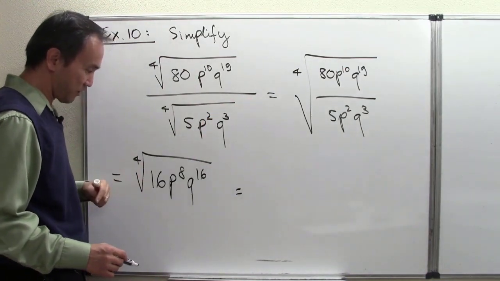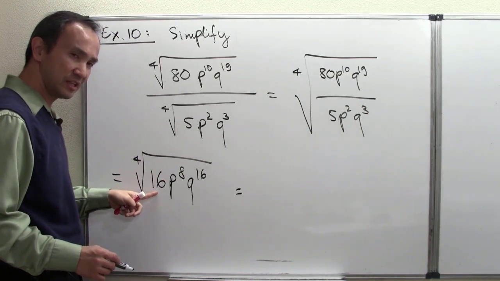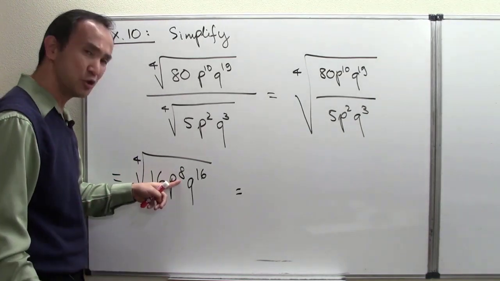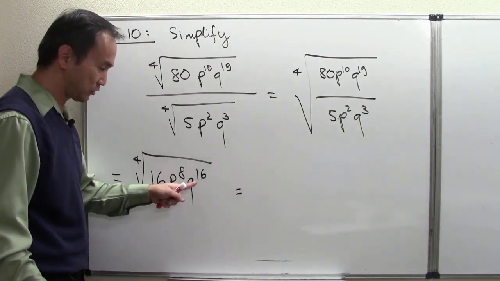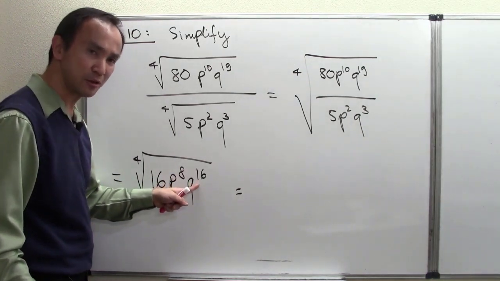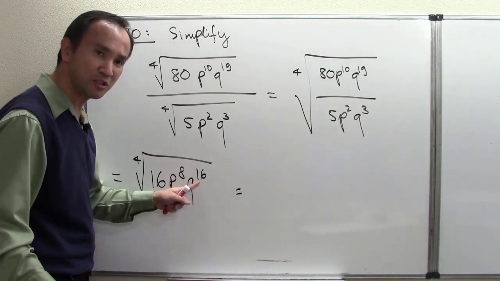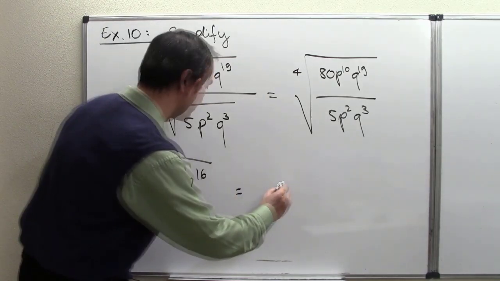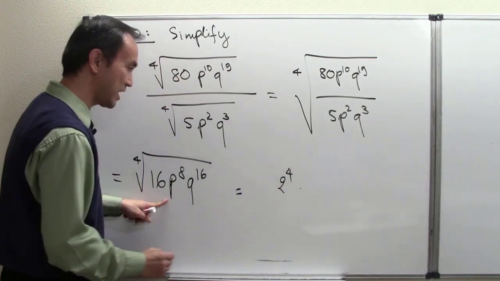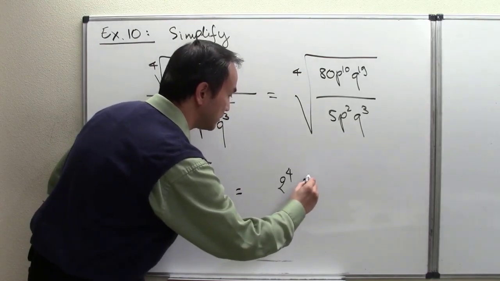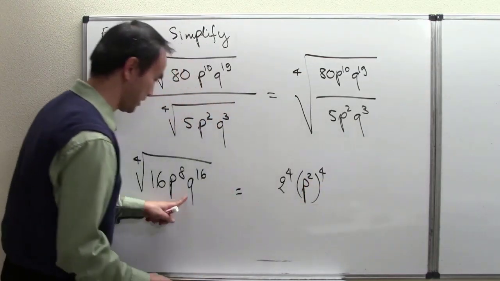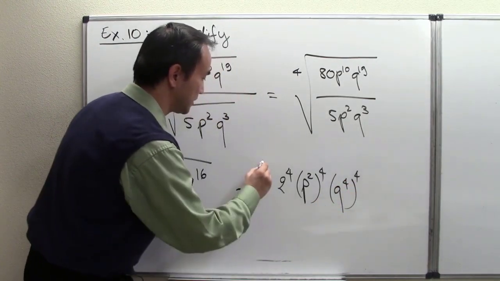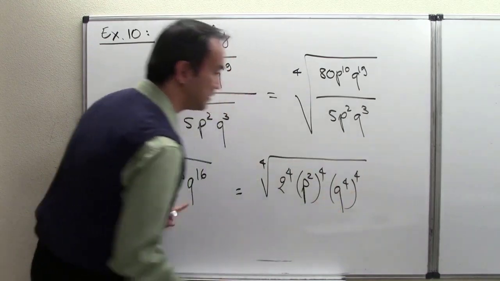And so now in this way, what I'm seeing is the 16 right here is a 2 to the 4th power. The p to the 8 right here, that power 8 right here is already a multiple of 4. This q to the 16, the power 16 is also a multiple of 4. It's the 4 multiple of 4. Okay. So now we can write this as 16 is a 2 to the 4th power. The p to the 8 is a p squared to the 4th power. And the q to the 16 is a q to the 4th power to the 4th power. And we're taking all that inside of a fourth root.